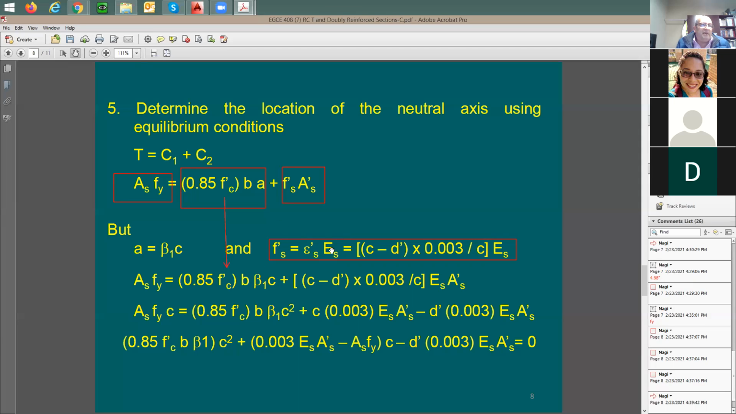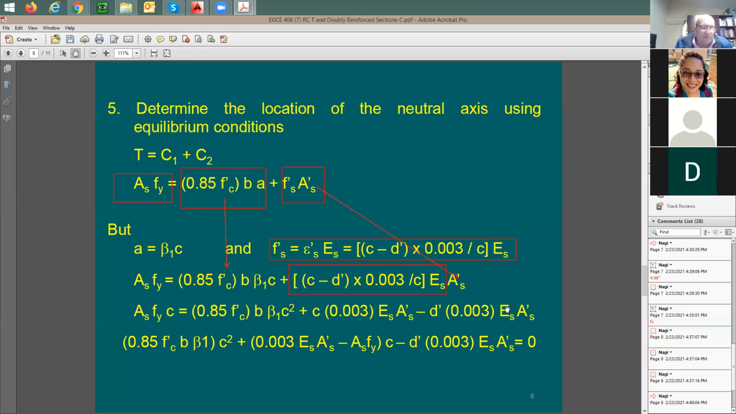Fs prime, I can take it from here. It's going to be this equation here. Look at this equation, it's exactly the same as this equation, and of course you multiply by As prime, which is right there. So all I've done is take this equation, replace fs prime with this equation, and replace a with beta 1 times c. Can I clean the equation a little bit?